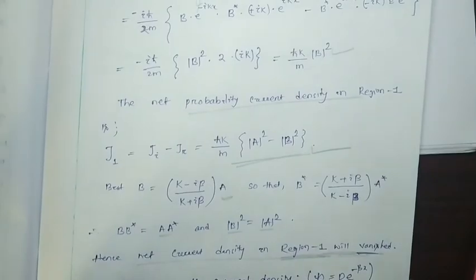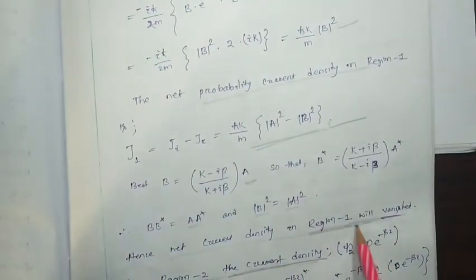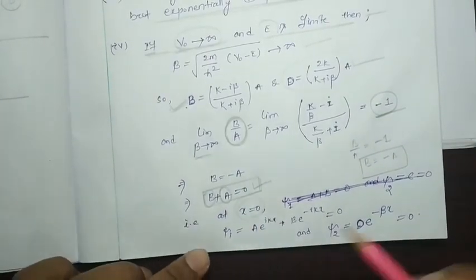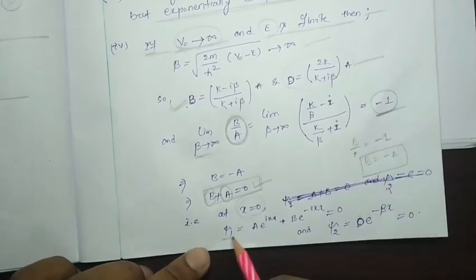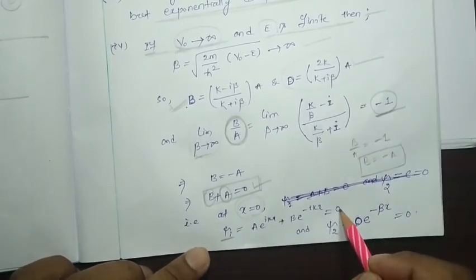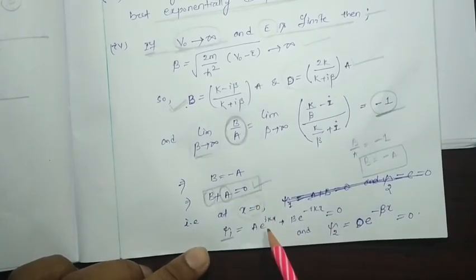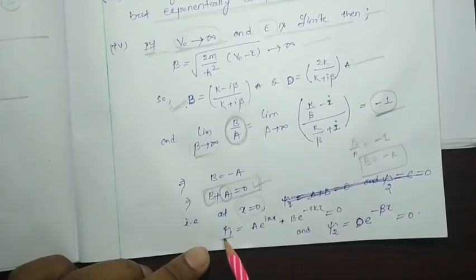Whatever we discussed here, the net current density in region 1 is going to vanish. At x equal to 0, psi 1 will be equal to 0, because if a plus b equals 0, then at x equal to 0, e to the power 0 equals 1, we get psi 1 equal to a plus b, and here we got a plus b equal to 0. That means psi 1 will be equal to 0.